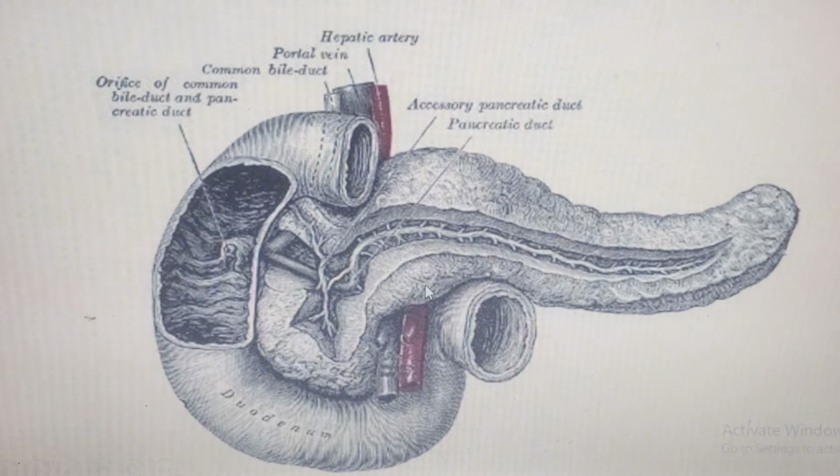And then one thing that I want you to also know is that the head of the pancreas will lie medial to the descending portion, the second part of the duodenum. Not only that, the common bile duct and the major pancreatic duct will all lie medial to the second part of the duodenum.